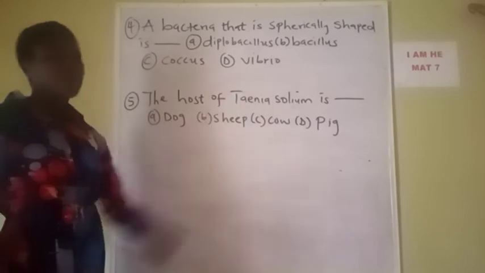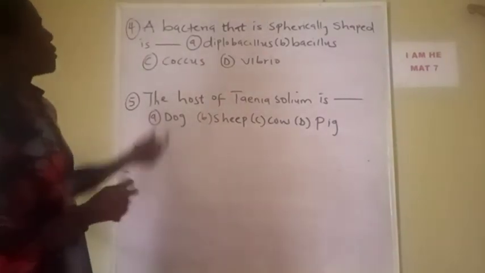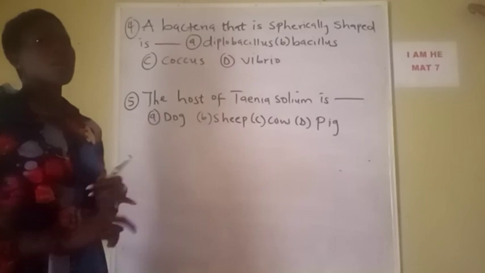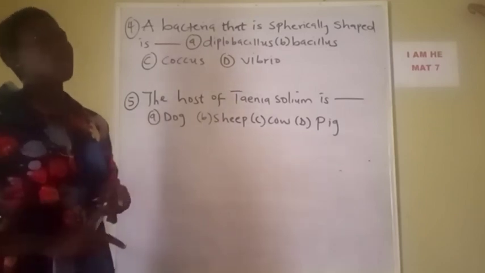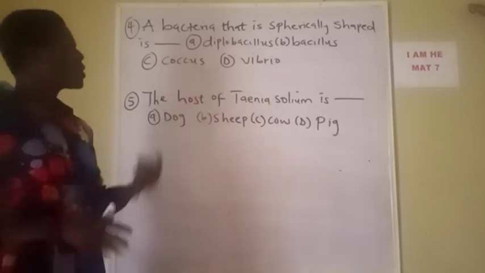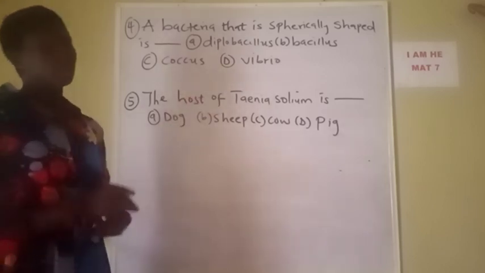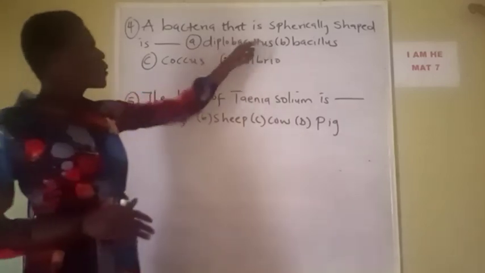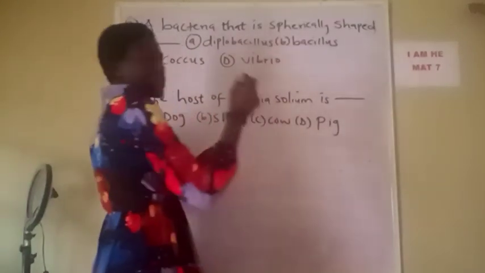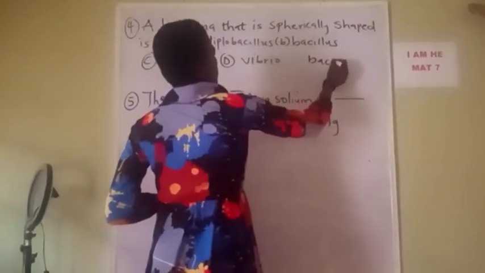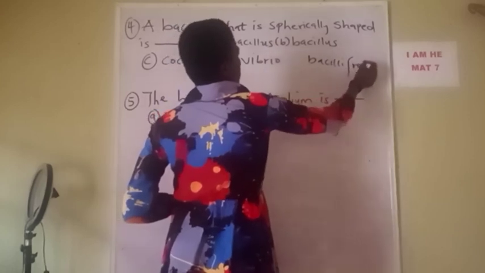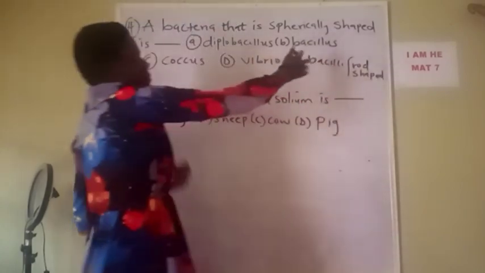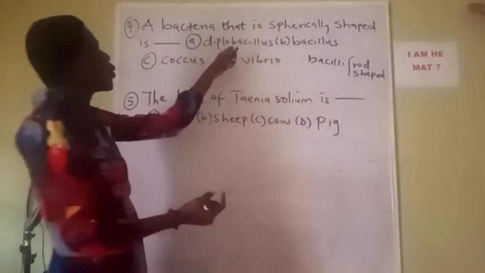Now what it means is this: a bacteria has different forms. They have the diplococci, they have the cocci, they have the bacilli, they have the vibrio, and also other forms of bacteria. Now they said the one that is spherically shaped. Diplobacilla means what? The word bacilla means rod shaped. So when you hear the word diplo, that's two.